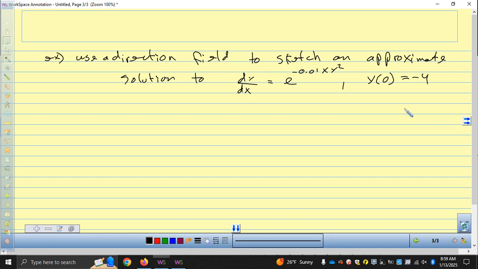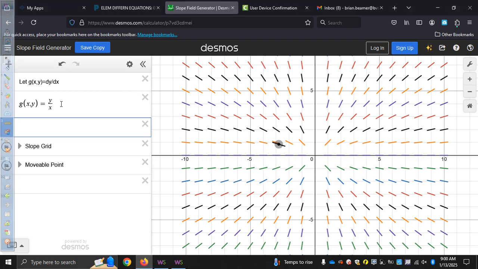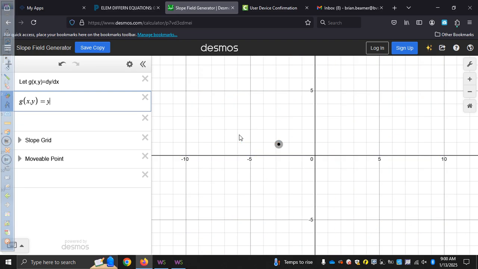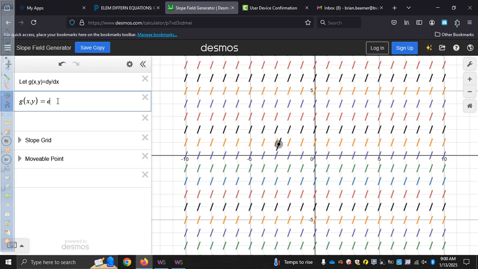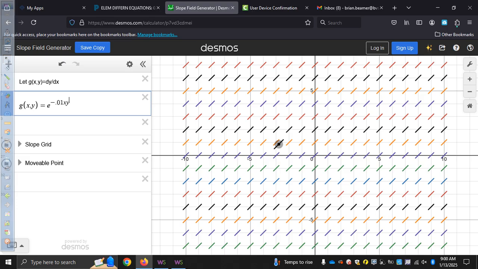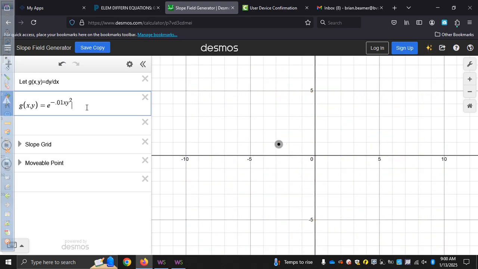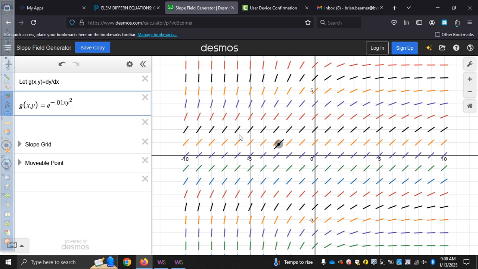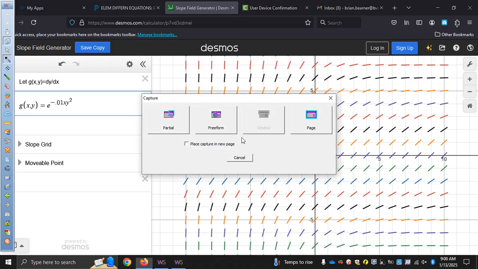So let's get a direction field. So we're going to put our equation in there. So e to the negative 0.01, what did I say, x y squared? So there's our slope field. Grab a picture.